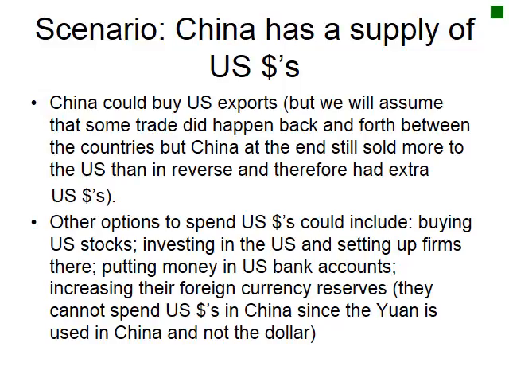Other options to spend US dollars include, and in essence there are four things, and basically what we're talking about is buying up US assets in one form or another. So here we go. They could buy US stocks or bonds, or invest in the US and set up firms there, which is also known as foreign direct investment or FDI. They could put money in US bank accounts, and all of the above require US dollars to do so. Or they could increase their own foreign currency reserves. We're going to assume they cannot spend US dollars in China since the yuan is used in China and not the dollar.